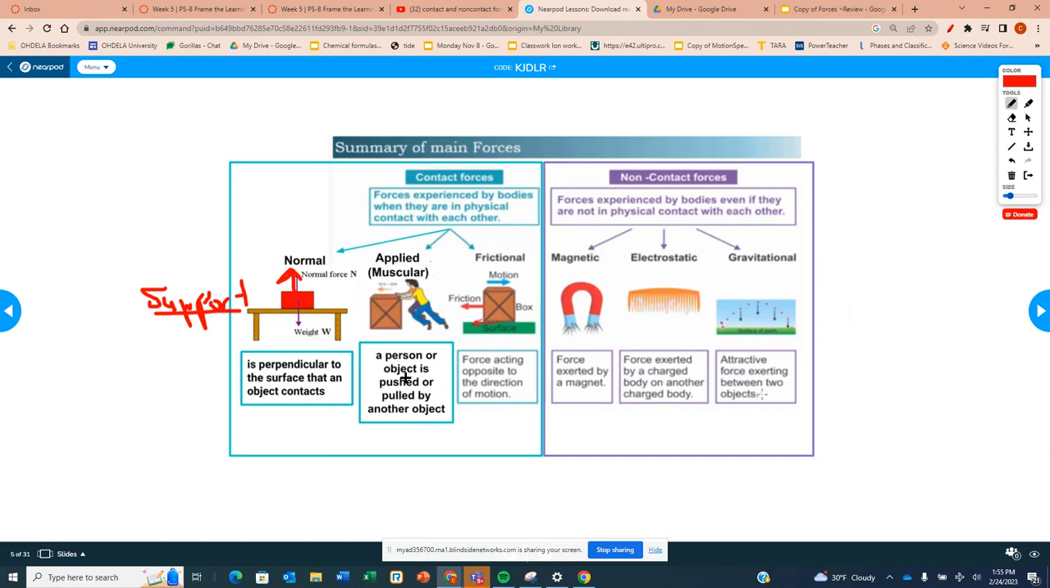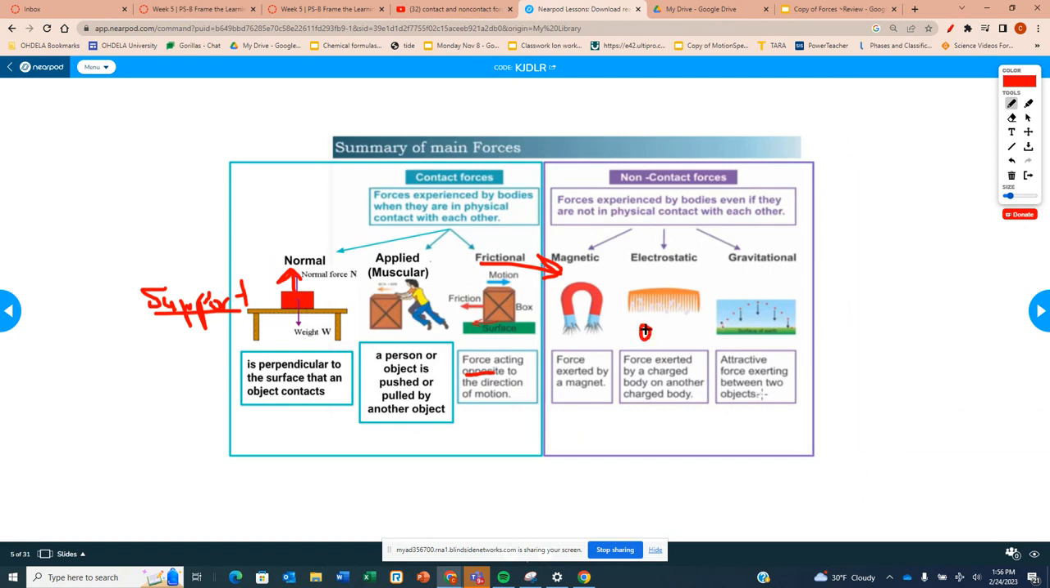Muscular force or applied force, a person or object is pushing or pulling. Frictional force opposes the direction, because of the surface and how rough the surface is. So if we're pushing in this direction, friction is going to be impeding or slowing us down or stopping us from moving. Then we have the non-contact forces, which are called field forces, magnetic fields, electrostatic.